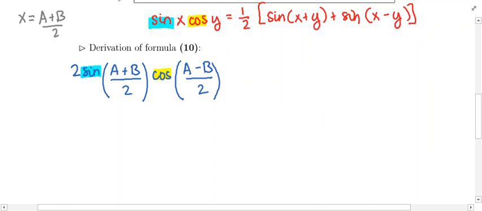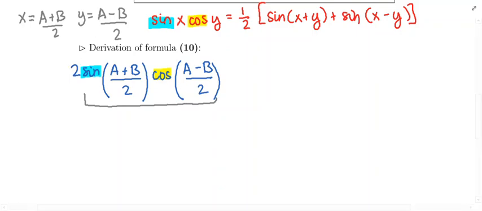And then y is what I'm taking the cosine of. So y is going to be a minus b over 2. Okay, so that's matching up with this part of my expression. But the other thing I have to adjust, I have to account for this 2 in front. If I have a 2 here, I want 2 times the sine times the cosine. So I'm going to have to multiply the left side of the identity by 2. If I do it to the left, I have to do it to the right side of the identity.